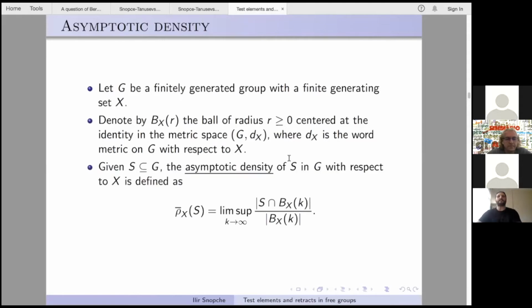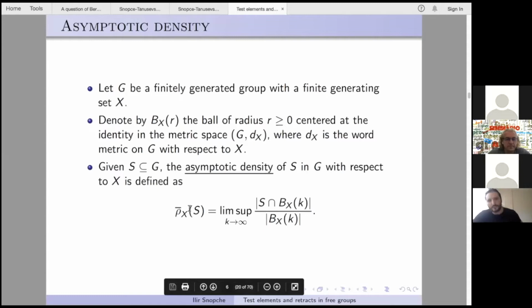Now, given a subset S of G, the asymptotic density of S in G with respect to X is defined as follows. We take S intersected with the ball of radius K, we take the cardinality of this set, we divide it by the cardinality of the ball of radius K, and we take the limsup when K tends to infinity. And in this way, we define the asymptotic density of any given subset of G. When this asymptotic density is 0, we say that the set is negligible. If it is 1, the set is generic.